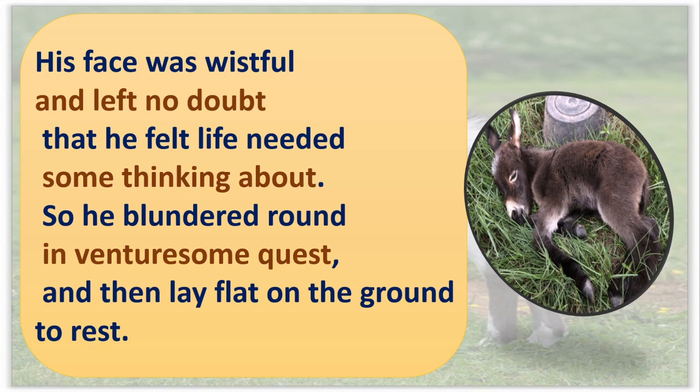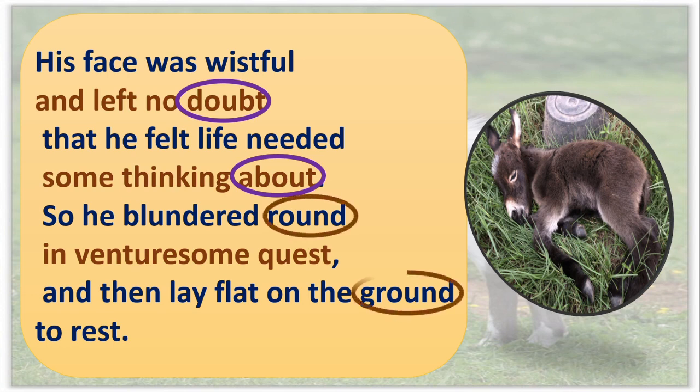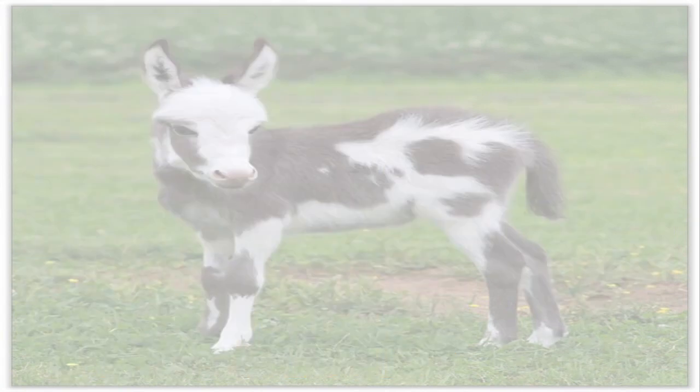Got this? Here, doubt, about. Okay? Round, ground. These are rhyming with each other. Quest rhymes with rest. Okay? Got this? And the hard words here are wistful, blundered. Yes, dear children, we will go through the hard words.